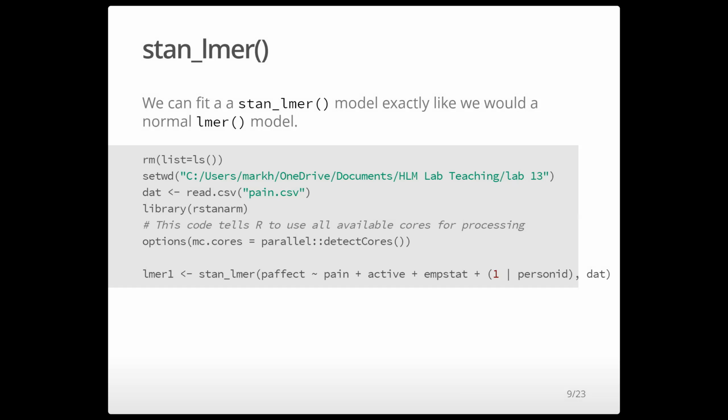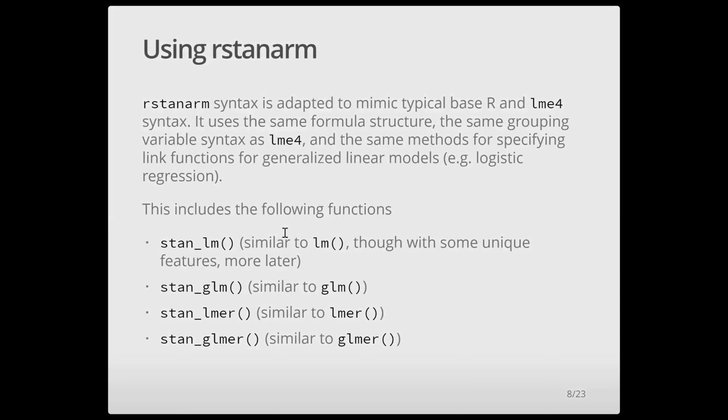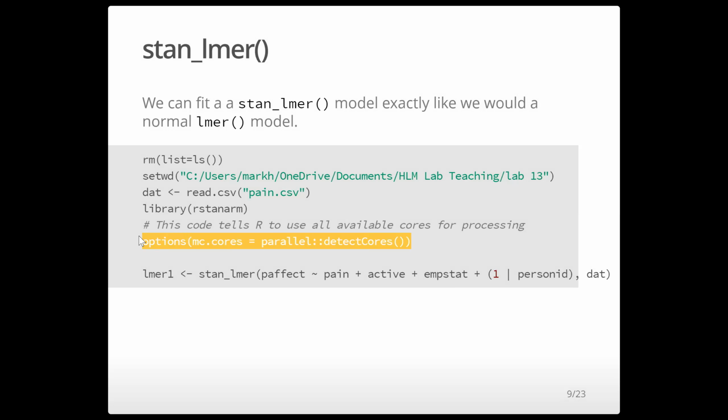You can see the only difference between this and a normal lmer model is I've just tacked on this stan here at the beginning, and I've also loaded rstanarm to start. I've also run this line of code, which is telling my computer to do parallel processing, essentially. It's saying use all available cores to run the chains. My computer has four processor cores, so it can run all four chains in parallel. That speeds things up a little bit, but it makes it hard for your computer to do other things while you are running the models.